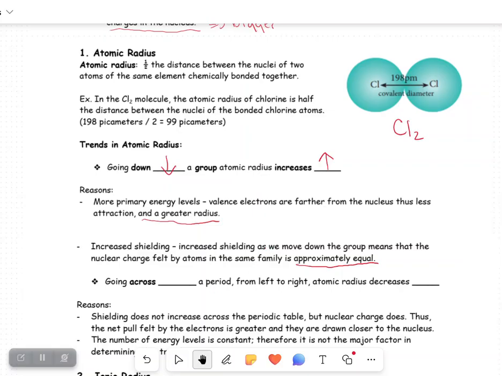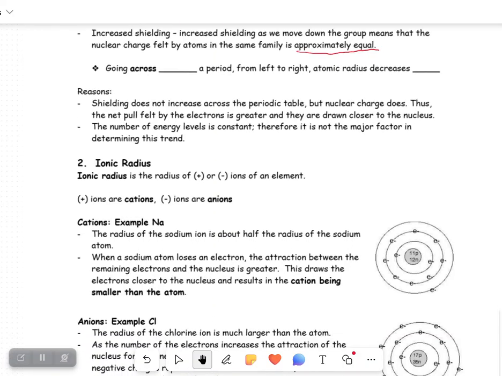All right, and then thinking about going across. So let's go from left to right. So going across a period, those are the rows. From left to right, atomic radius decreases. And because of that, shielding does not increase across the periodic table, but nuclear charge does. We're not adding any energy levels. Thus, the net pull felt by the electrons is greater, and they are drawn closer to the nucleus. The number of energy levels is constant, therefore, it is not the major factor in determining this trend. So distance is not the major factor.